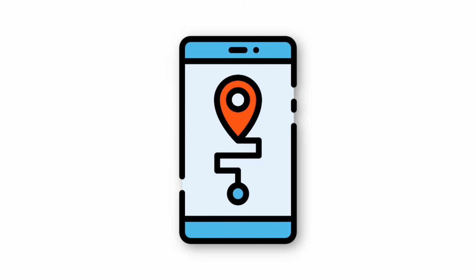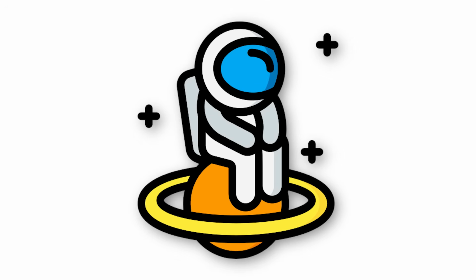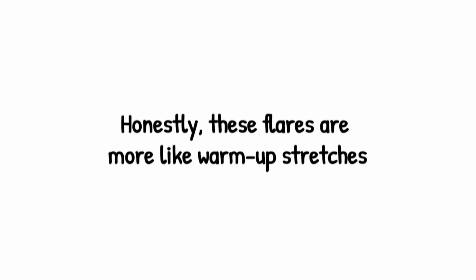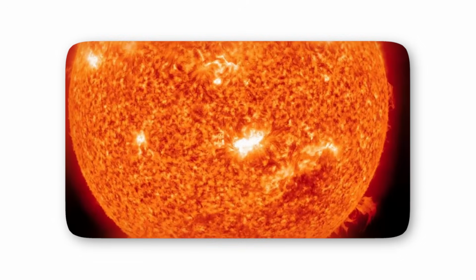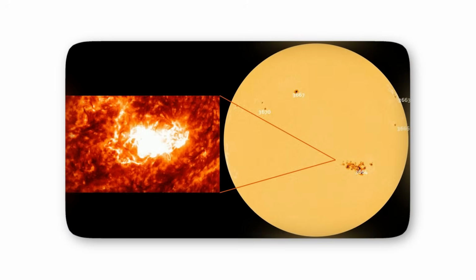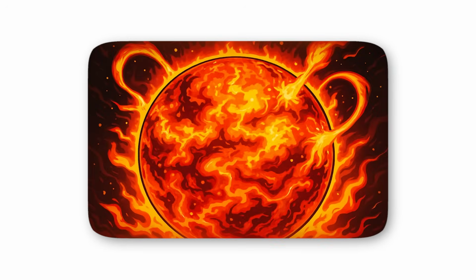Your Wi-Fi doesn't glitch, your GPS doesn't spin you in circles, and astronauts don't rush to hide in shielded compartments. Honestly, these flares are more like warm-up stretches, the sun loosening up before it really gets moving. Now here's the fun part. Even though they're minuscule compared to the monsters we'll see later, A-class flares still involve mind-boggling amounts of energy. Imagine millions of nuclear bombs going off at once, and that's what we call barely noticeable in solar terms.